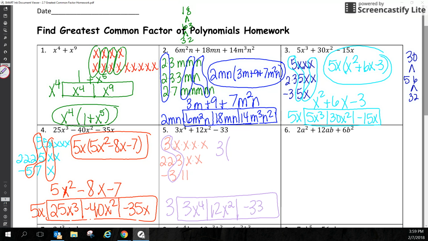All right, so here I've got the 3, so I just need the x to the 4th. For my second box, 3 times 4 would give me 12. And then I need the x squared. And then 3 times what gives me negative 33? That would be negative 11. So this is going to be x to the 4th plus 4x squared minus 11.